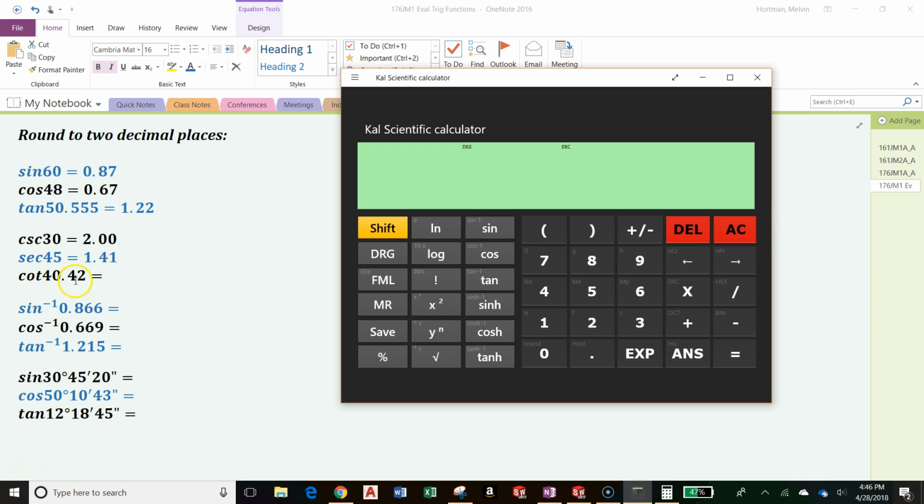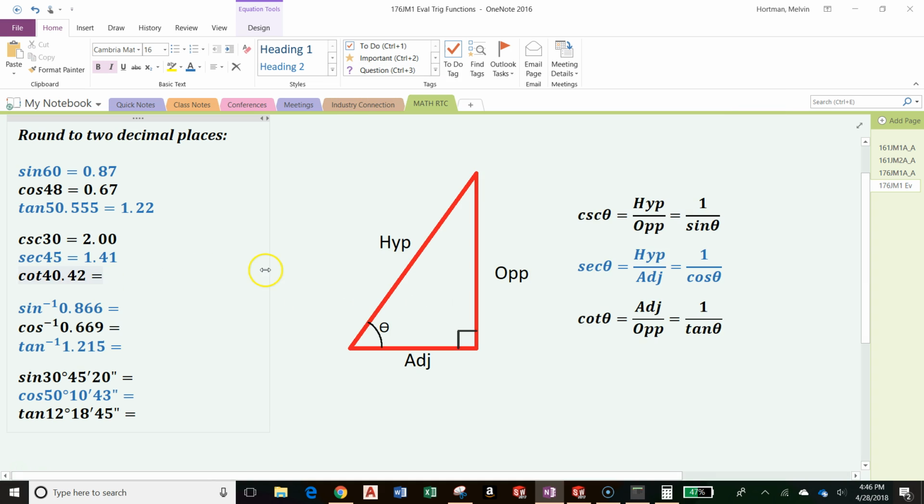Now let's do cotangent of 40.42. I'll press tangent because that's the reciprocal of cotangent. I'll do a tangent of 40.42, press equals. I get 0.851668787, and that decimal probably goes on forever. And then divide 1 by my answer. And I get 1.174 but I'll round that to 1.17.